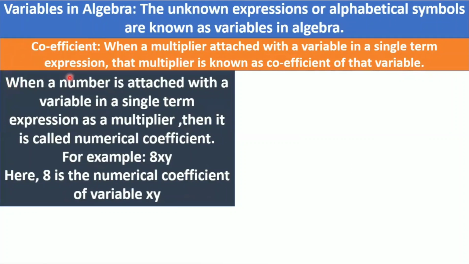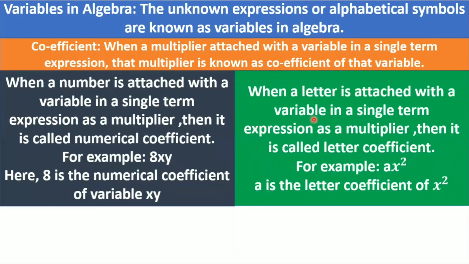See, there are two types of coefficient actually. When a number is attached with a variable in a single term expression as a multiplier, then it is called numerical coefficient. As you can see in the example here, there is 8xy. So see here, 8 is the numerical coefficient of variable xy. We consider xy as what? A variable, and before xy there is a multiplier, that is 8. So see, this 8 is the numerical coefficient of the variable xy.